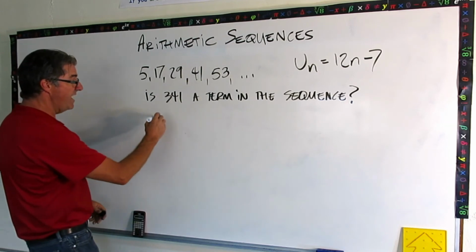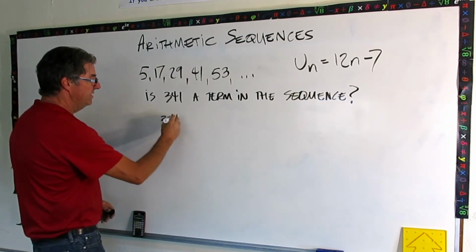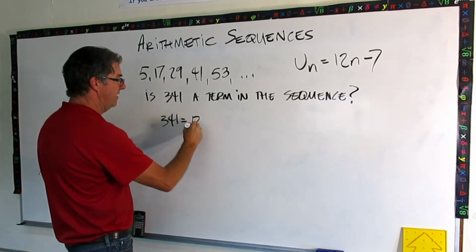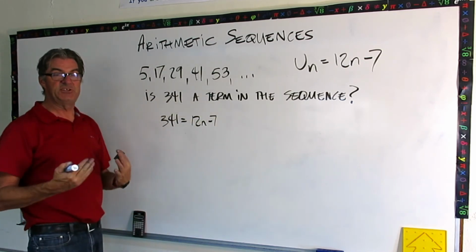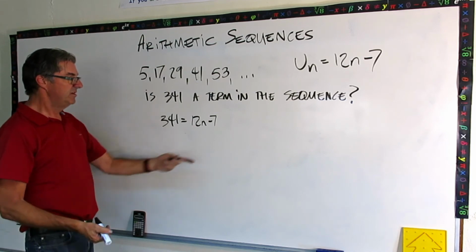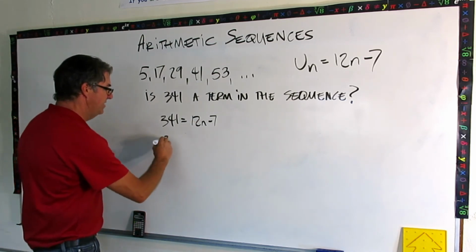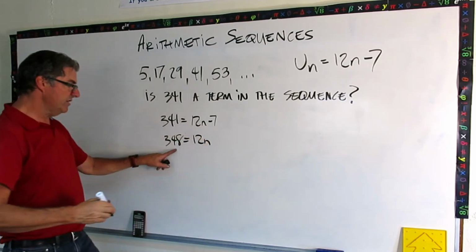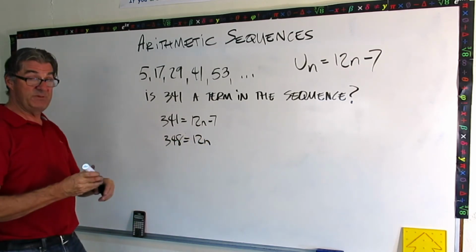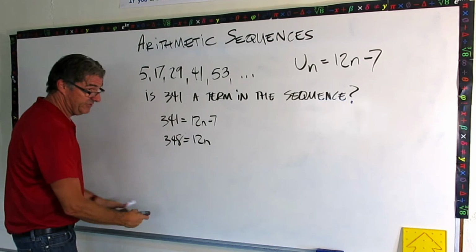So we set un equal to 341 and we solve for n. What we're looking for is n to be an integer, no fraction or decimal. So let's add our 7 to both sides. 348 equals 12n. Now it's looking okay. This is an even number, so it might be evenly divisible by 12. But let's check.